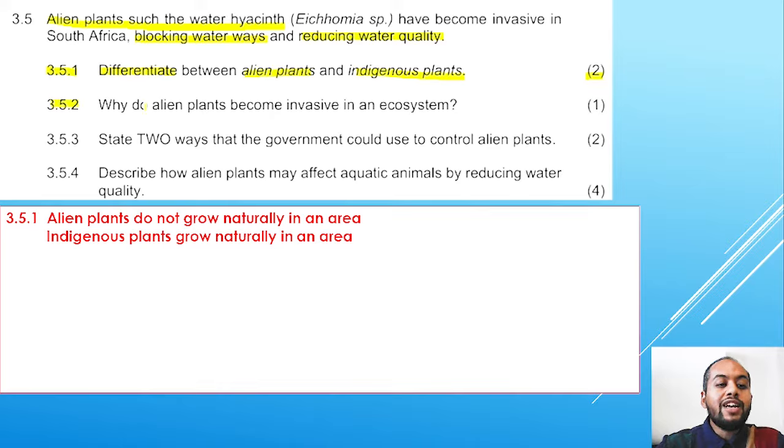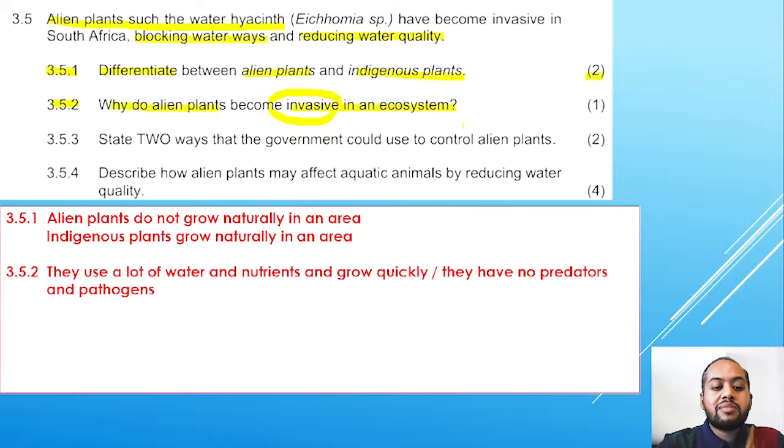3.5.2, why do alien plants become invasive in an ecosystem? What do we mean by invasive? They take over the ecosystem and they pose as a threat. Why are they posing as a threat? They use a lot of water and nutrients and grow quickly. They have no predators and pathogens.